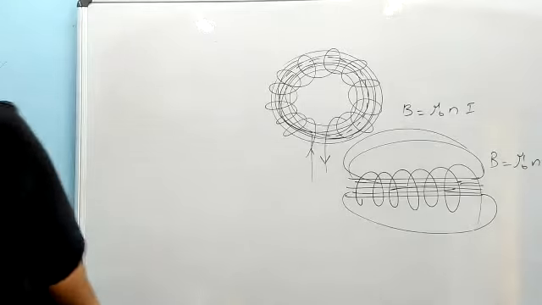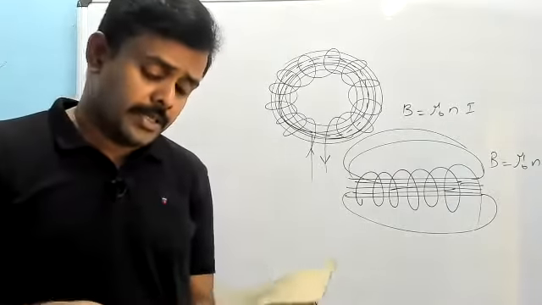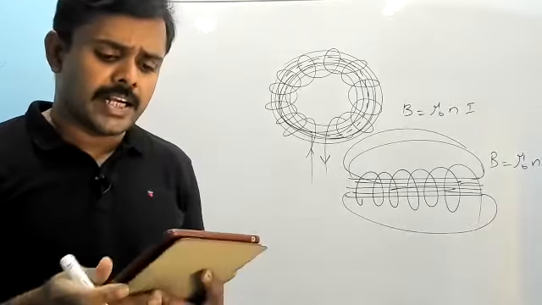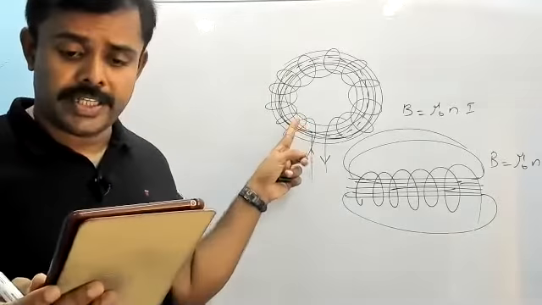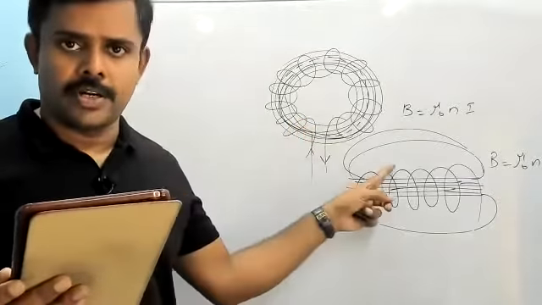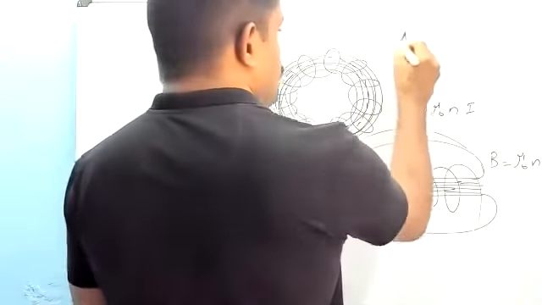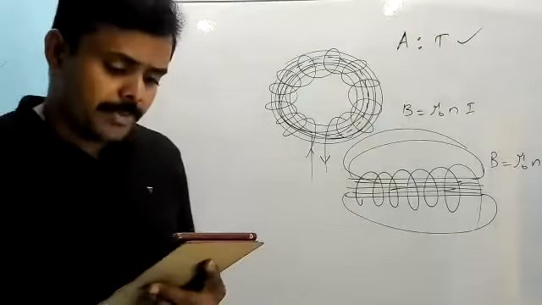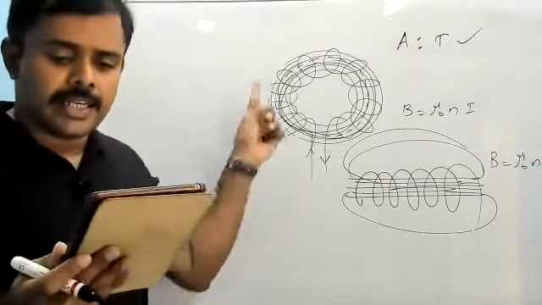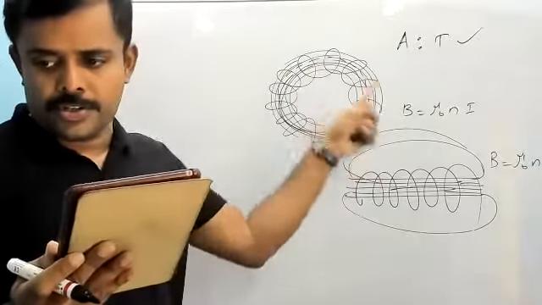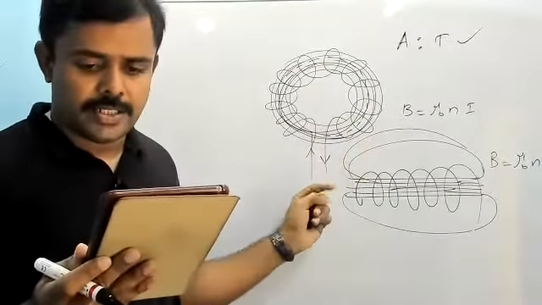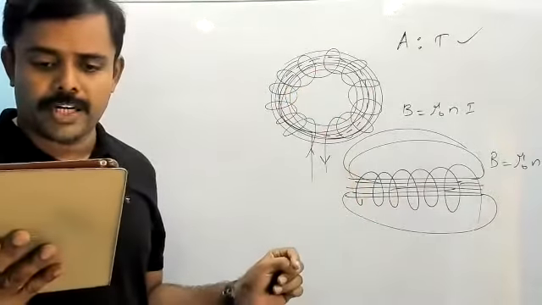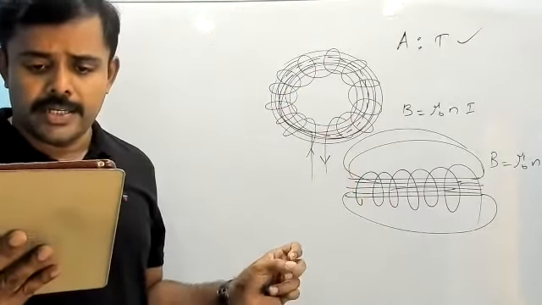Let's look at the question. Let's look at the statements. Magnetic field lines can be entirely confined within the core of a toroid. That's right, but not within a straight solenoid. So the assertion is true. The assertion says the magnetic field lines can be entirely confined within the core of the toroid, but not within a straight solenoid. So the assertion is right.